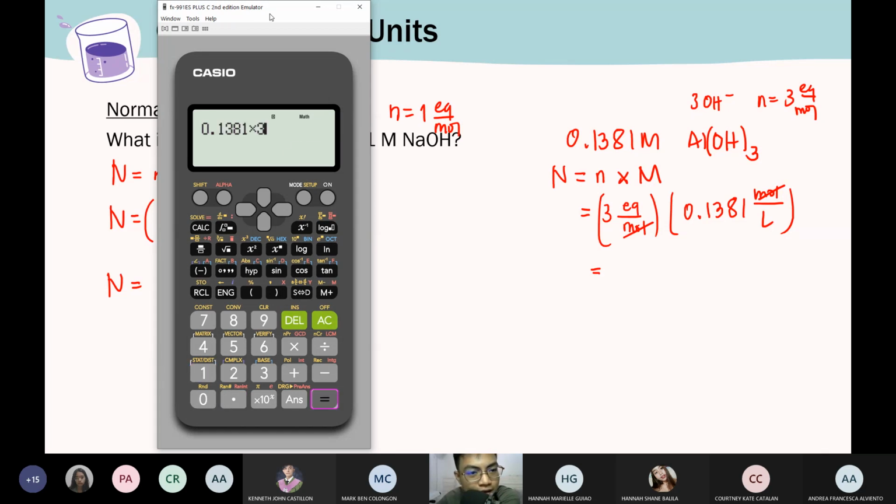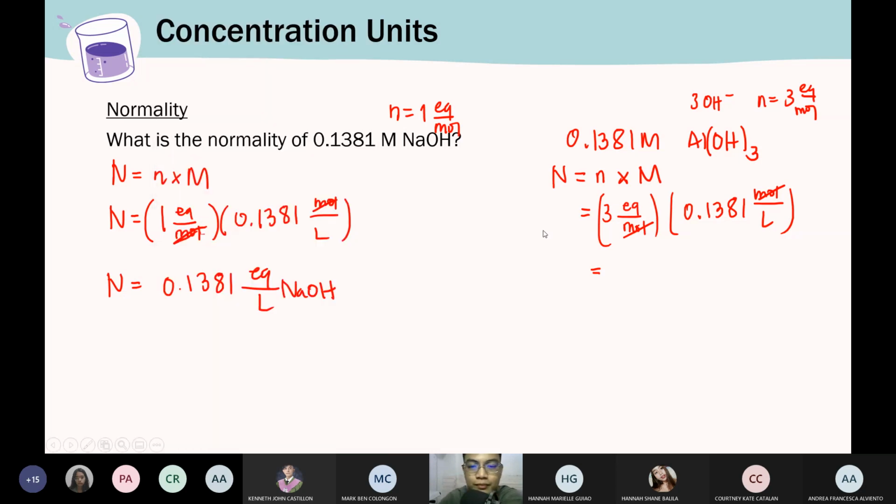0.1381 times 3. Ayun, 4143 nga. Okay? 4143. So yan. So you see, even though the molarity is the same, the equivalents aren't the same because of the equivalence factor. So ganun kalaki yung difference nila.